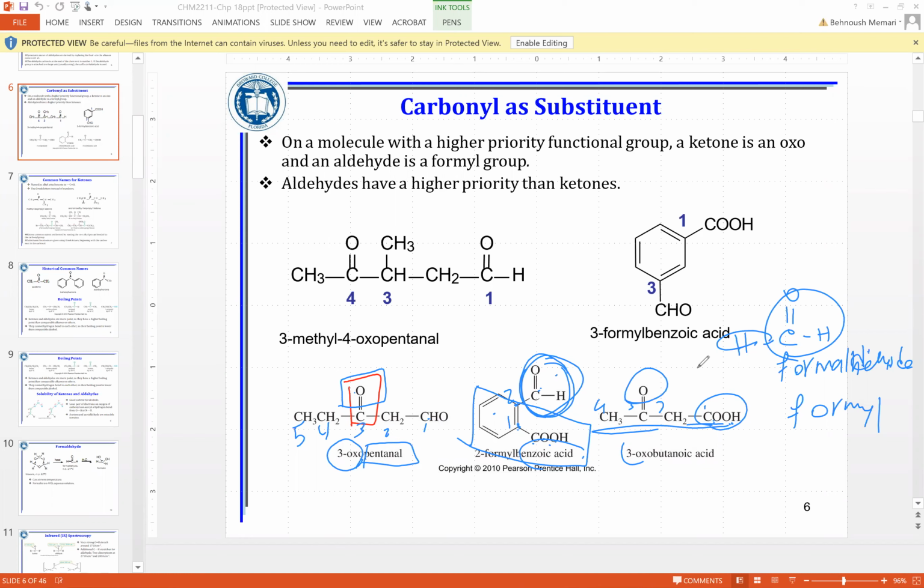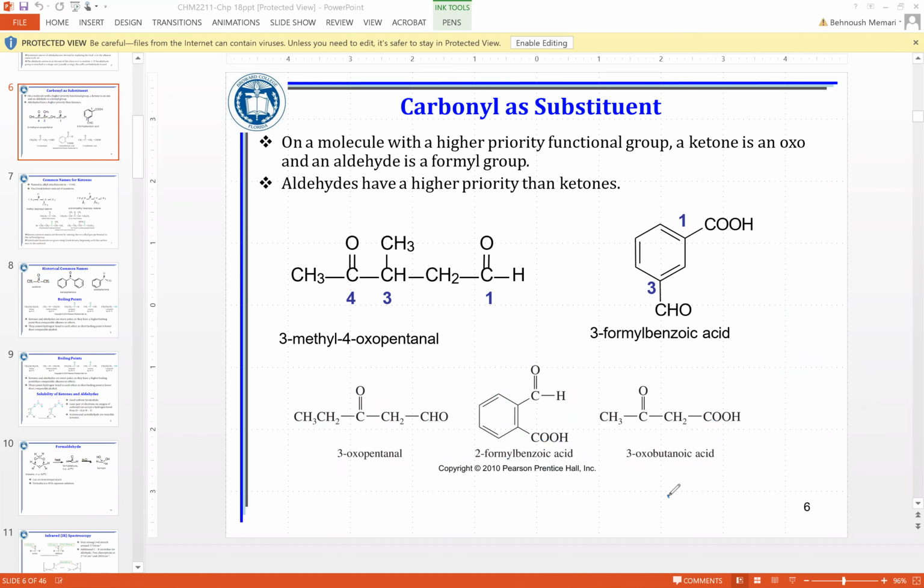Now, let me write a new example for you. Let's say one side of the carbon chain is a carboxylic acid and the other side of the carbon chain is an aldehyde. What would you use for this branch? Obviously, numbering is going to start from carbon 1, 2, 3, 4.